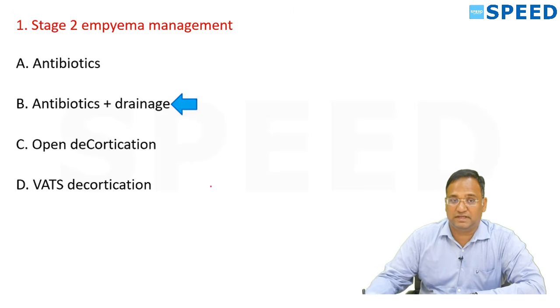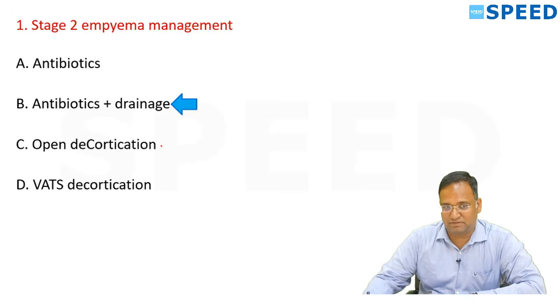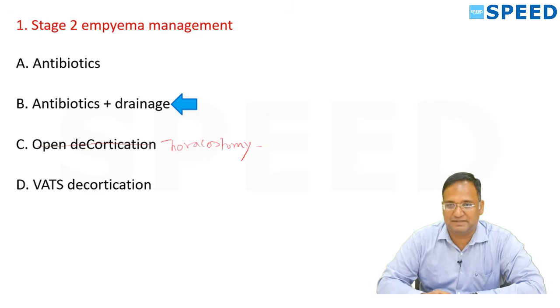So, thoracostomy was there for what? Instead of open decortication, or for which option? Instead of open decortication, it was thoracostomy. So, even in spite of it, the answer remains the same. It does not change.